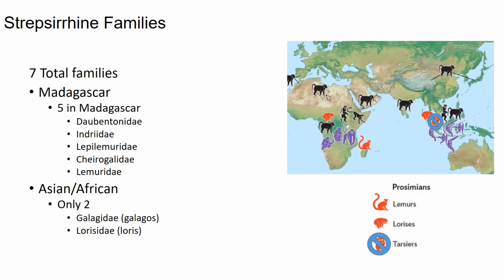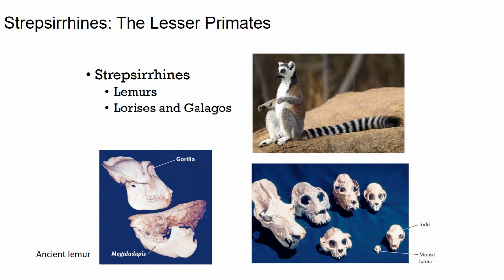So then let's take a chance to look at these lemurs and lorises. And let me give you a few bits of information about what we use to differentiate these from other groups. The first thing I'll point out is that lemurs today are relatively small. If we look at their body size in comparison to other primates, they tend to be a lot smaller.